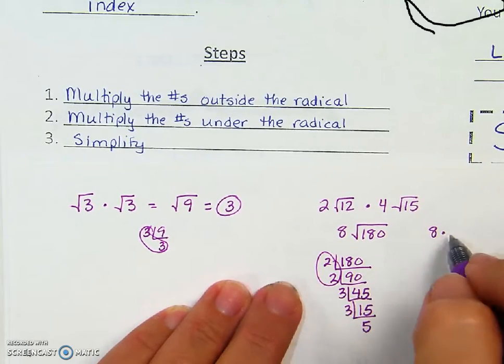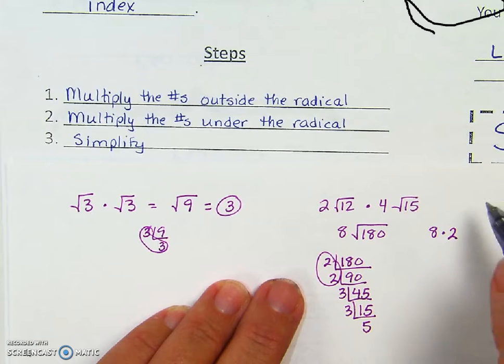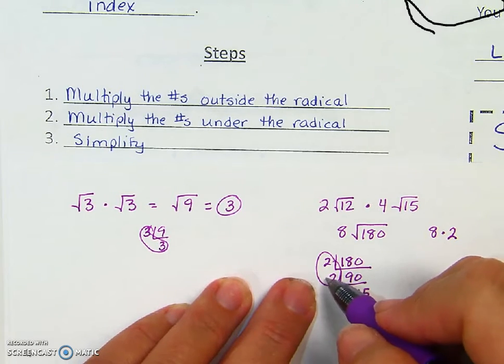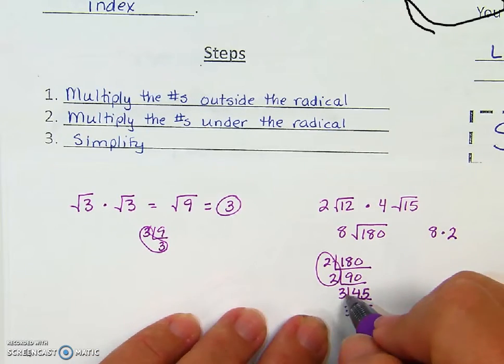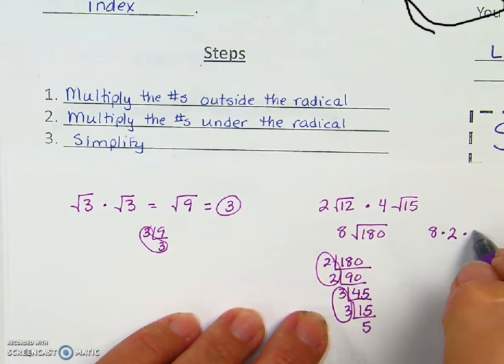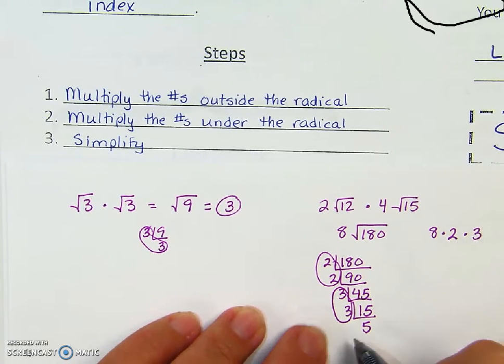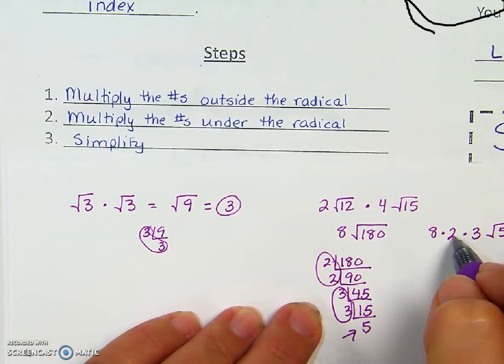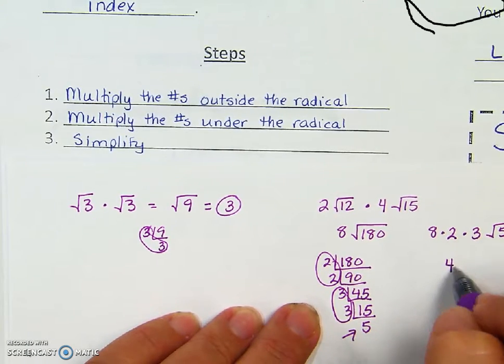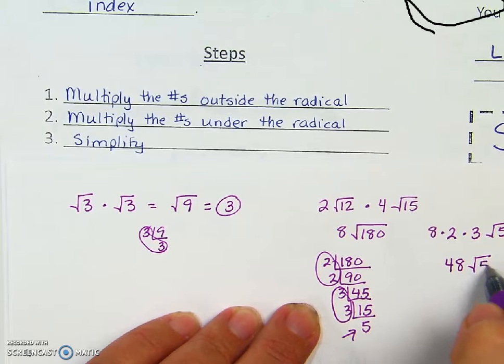So we have a pair of 2s, so I bring a 2 out how many times? Once. Remember, if I have a pair, that's one pair of 2s. So I have 2 to the first. And then I have a pair of 3s, so I write it down one time. Remember, I'm multiplying all these together now. And then I have a 5 left over, so it goes inside. So 3 times 2 is 6, times 8 is 48 on the square root of 5.